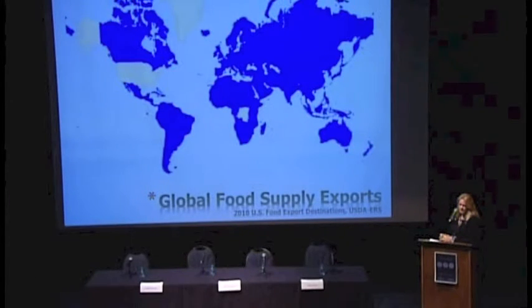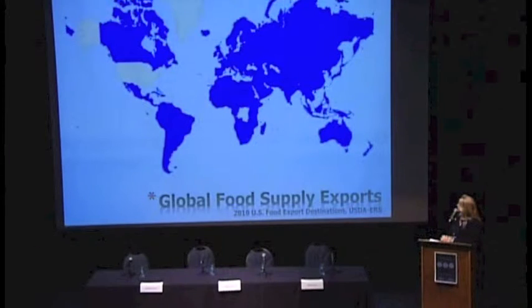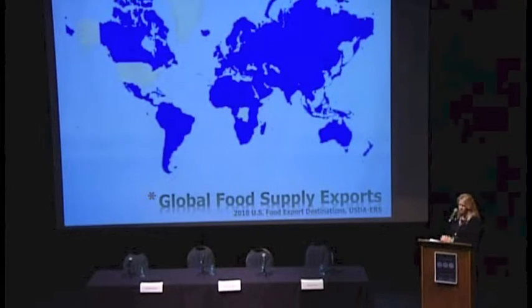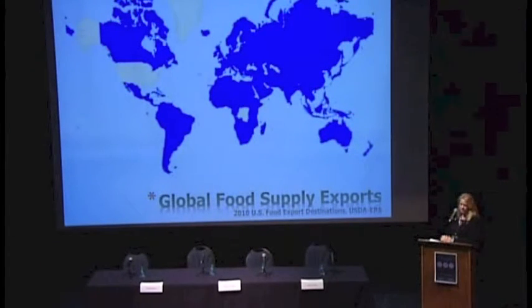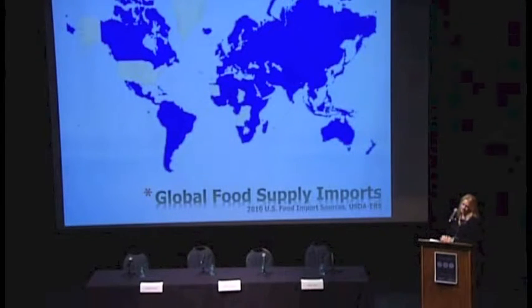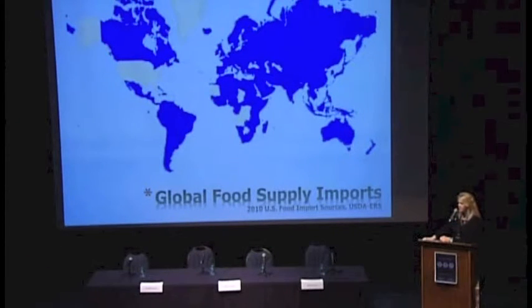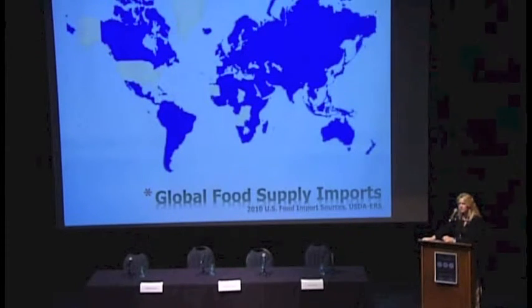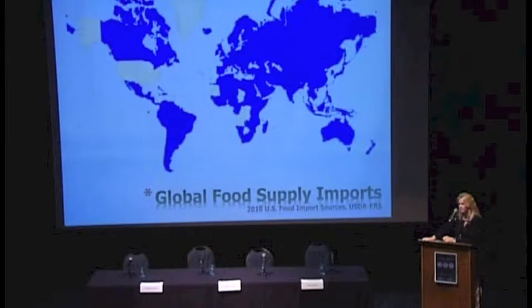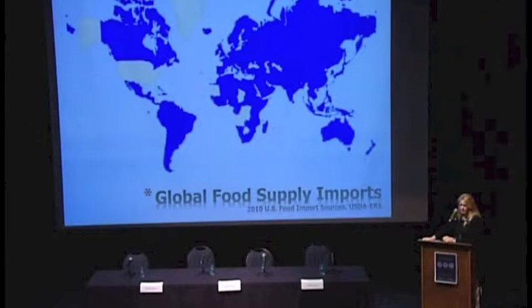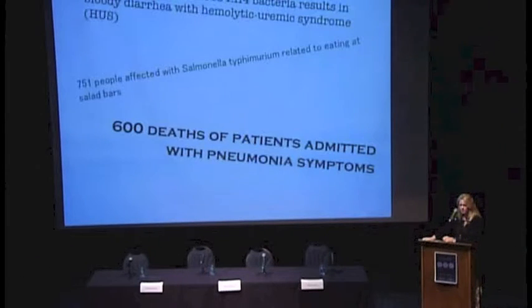This is US-centric data, but I think it's true of the world. Global food supply exports from the US to other countries. You can see pretty quickly we are a global network. We also have the same situation in global imports. Again, this is to the United States. We get food from everywhere. I would argue that some of the countries up here in blue are not our friends, and that we should always be considerate of what's happening in the world and where our food is coming from and who might be bad actors.